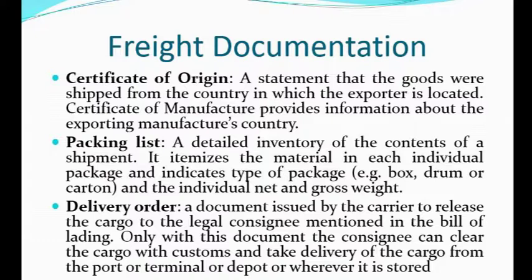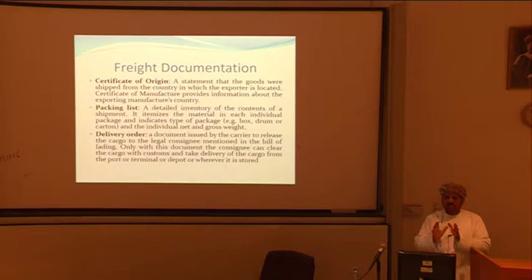Then there's the packing list, which is prepared by the shipper, okay, at the point of the seller, at the point of origin. A detailed inventory of the contents of the shipment. It itemizes the material in each individual package and indicates the type of package, box, drum, carton, and the individual net and gross weight. So I have shipped, for example, 100 cartons. It will exactly tell that there are 100 cartons.